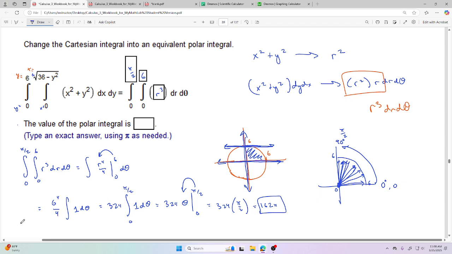But kind of think of the trade-off cost, right? How long did it take for me to convert it, versus I could have probably just done it in rectangular, you know? Just a thought there.